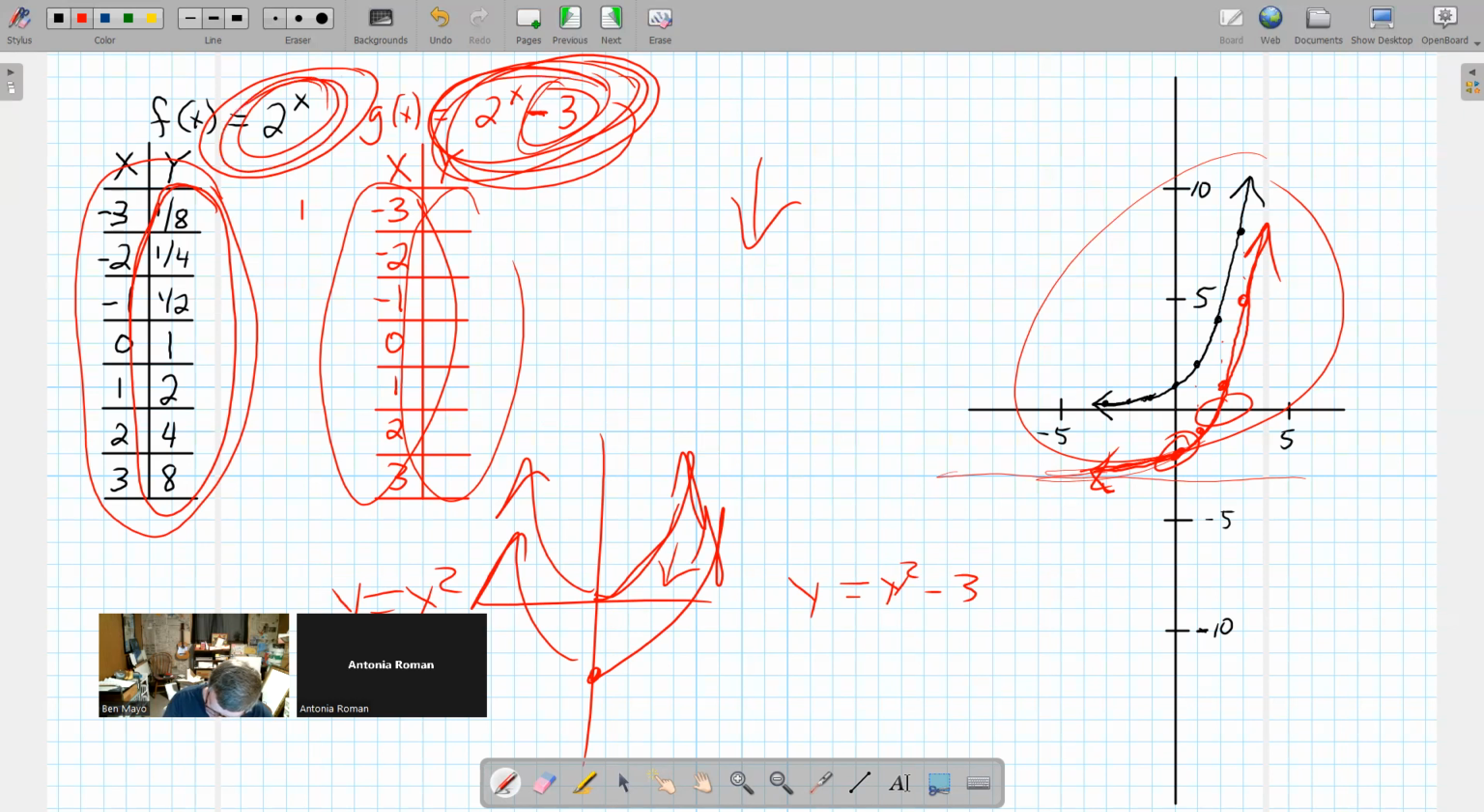Yes. That's what we're doing here. We're taking this graph, the black graph, and moving it down 3 units to get the red graph. It's just moving it down 3 units. Okay. All right. I got it.